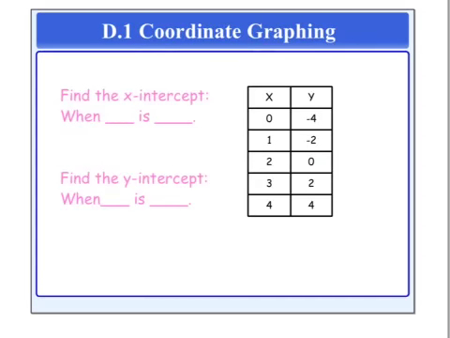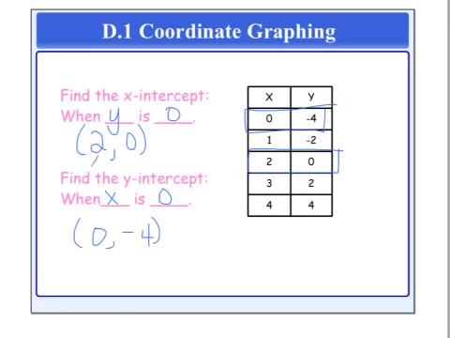It says find the x-intercept. Remember, the x-intercept is when our y value is 0. So I'm looking here, when our y is 0, our x is 2. So the coordinate point would be 2, 0. Find the y-intercept. It's when our x is 0. So I come up here, and the coordinate point would be 0, negative 4. Remember, you always list your x first, then your y.